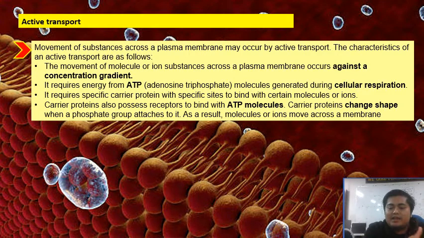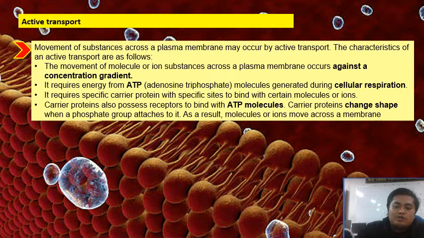Tapi dia punya perbezaan paling ketara sekali is first, untuk active transport dia gunakan tenaga. It requires energy. So bila dia requires energy, kenapa dia perlu requires energy? Sebab dia nak melawan kita punya kecerunan kepekatan.